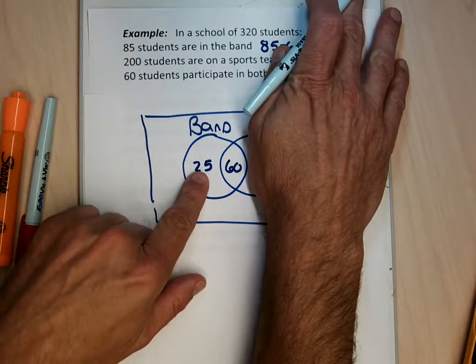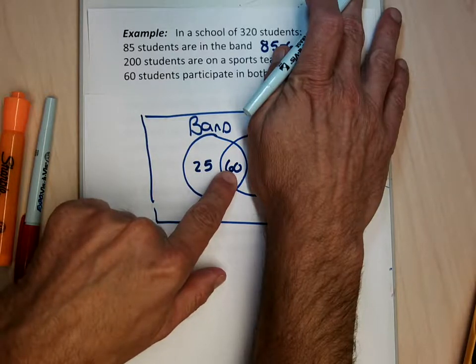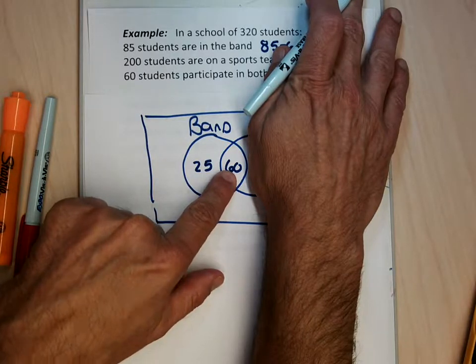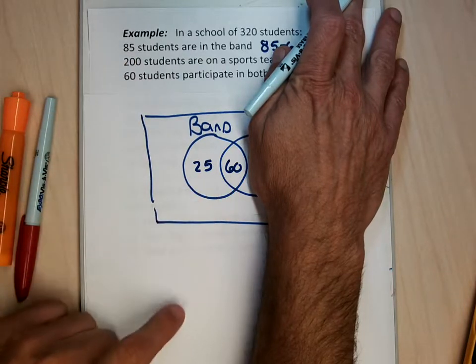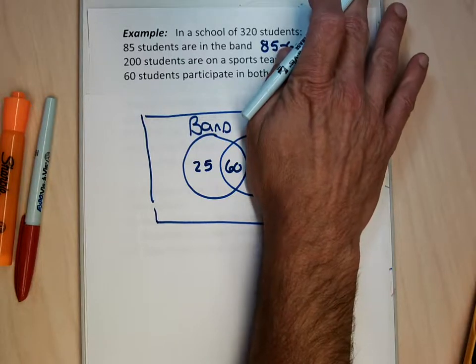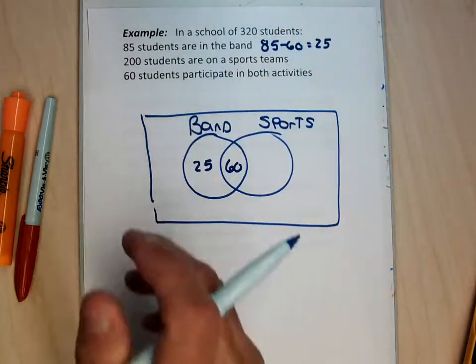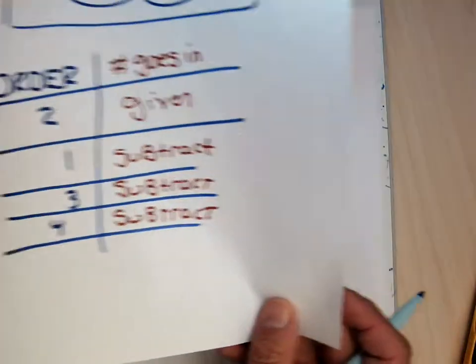There's 25 students that are in the band but don't play sports. There's 60 students in the band and that play sports. So the 85 students that are in the band are broken up into two categories, and I wouldn't know what the two categories were unless I subtracted. Now I'm going to move on to region 3, which is this region here, and I have to subtract again.